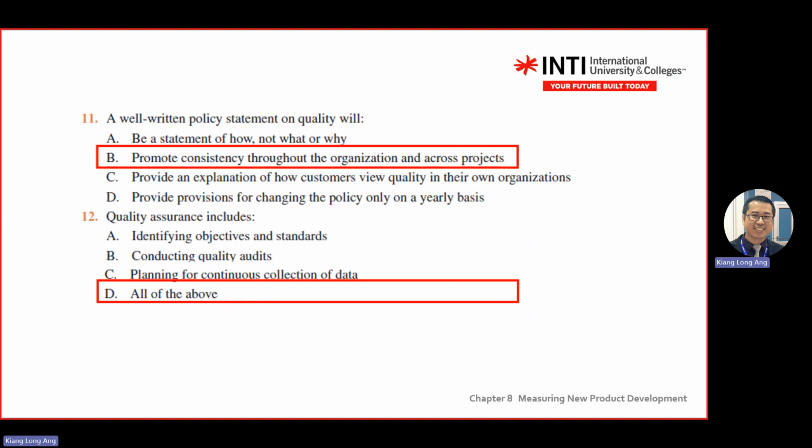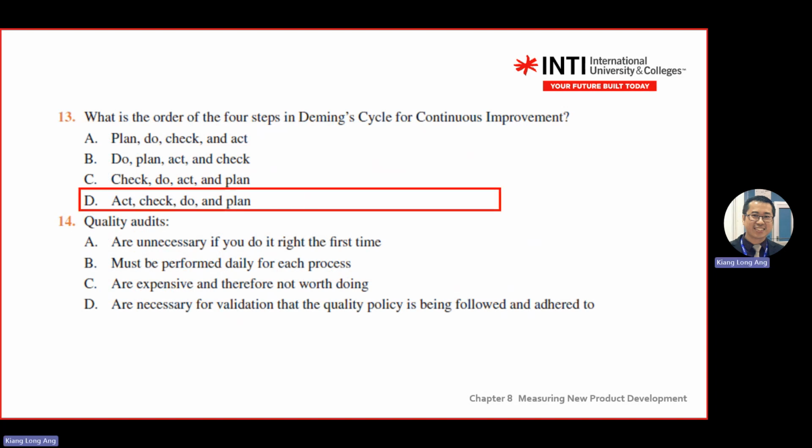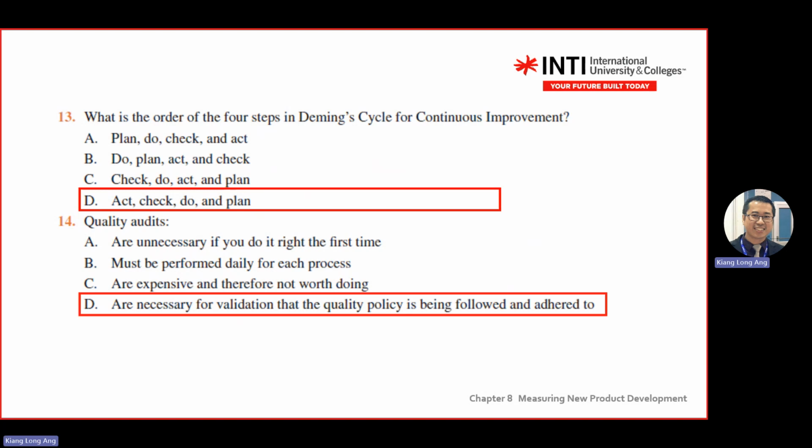That means the cycle again is plan, do, check, act, and plan. Continuous improvement. I think this answer is wrong. It should be plan, do, plan. It should be A, I think. Of course, I think 13 is the wrong answer.